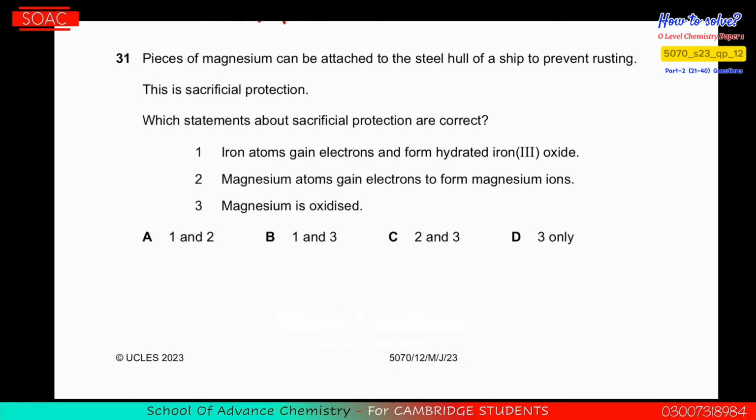Question number 31. Pieces of magnesium can be attached to the steel hull of a ship to prevent rusting. This is sacrificial protection. Which statement about sacrificial protections are correct? Number 1. Iron atom gains electrons and form hydrated iron 3 oxide. No, it loses electron in case of rusting, not gains electron. It's wrong. Magnesium atom gains electron. Again, magnesium is a metal and it loses electron, not the gain of electron. So the last one, magnesium is oxidized.